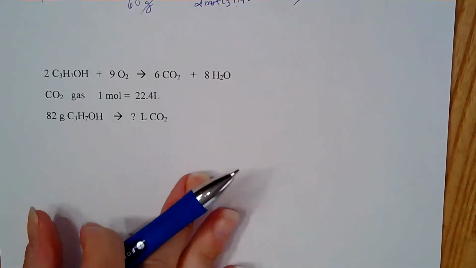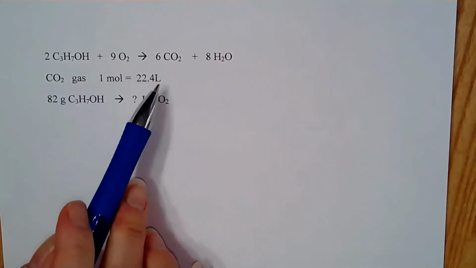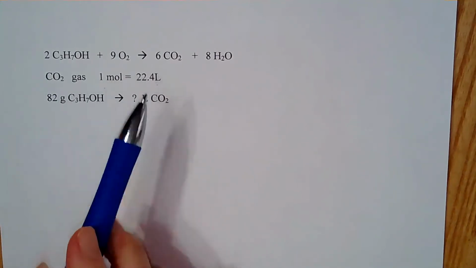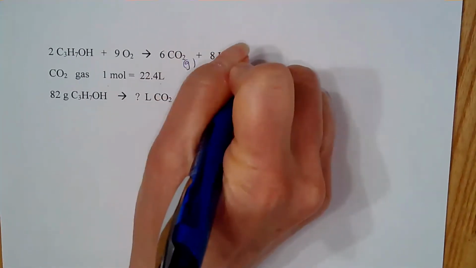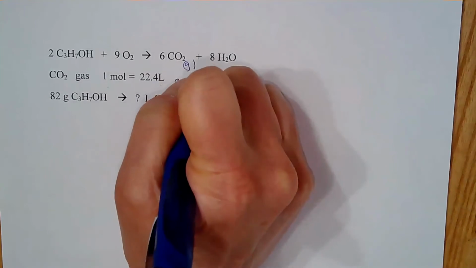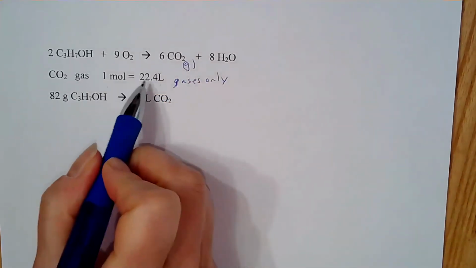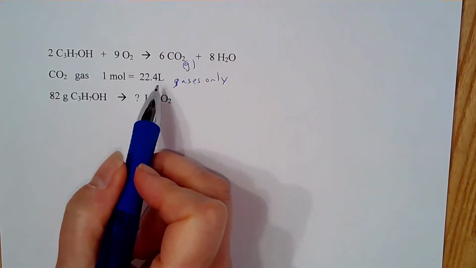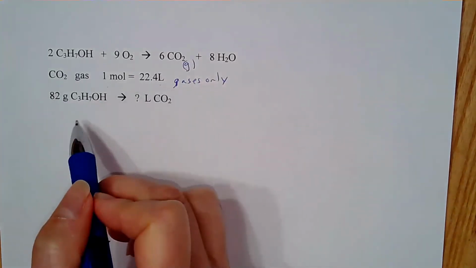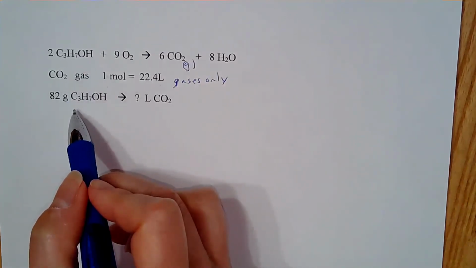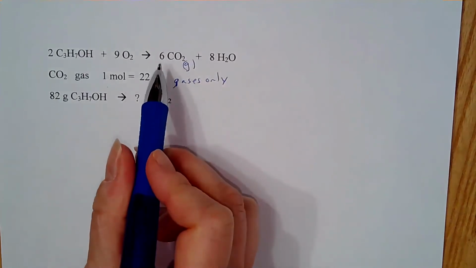So the only other type of problem we're going to do in this class is I am going to convert to liters. So there is some gas being produced. Carbon dioxide is a gas, and sometimes the water is as well. And there is a relationship having to do with gases only. So please write down gases only. So every gas, if it is at a standard temperature, always gets 22.4 liters. So this problem, again, I'm starting with the same balanced equation and 82 grams of the starting material. I want to know how many liters of CO2.